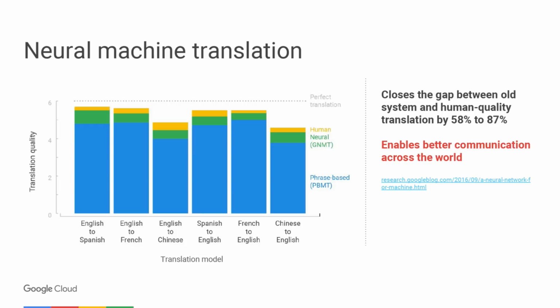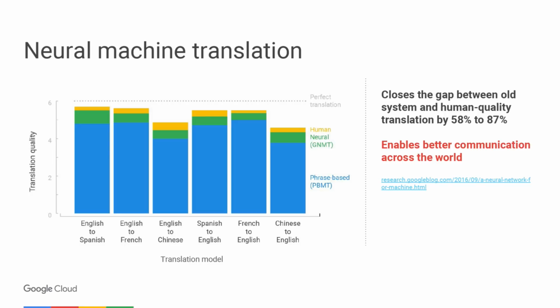Back to neural machine translation for a second, not just looking at single words or phrases, but actually whole sentences or paragraphs. We've seen, going from phrase-based machine translation to the new neural machine translation, dramatic increases from the blue bars where we were before to these green bars that are higher and much closer to human-level quality.